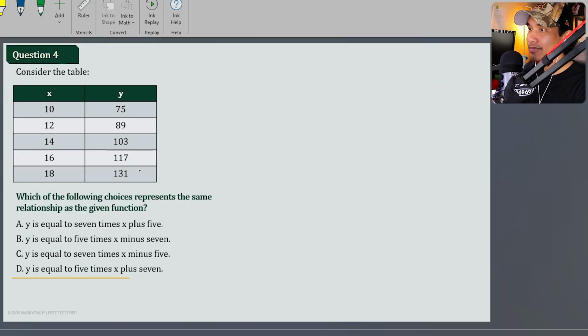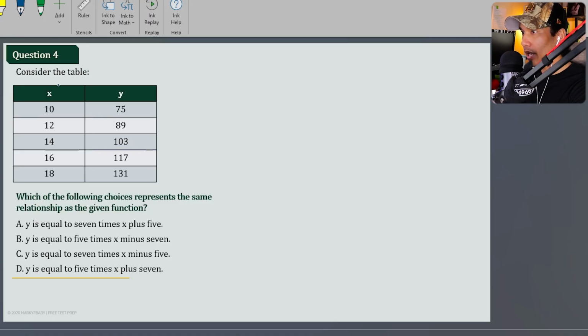Okay. Consider the table. We have X and Y, and we have a few coordinates. We have a few ordered pairs. Remember, the ordered pairs are written like this. So for the first one, we have 10 and then 75. Not to be confused there. Which of the following choices represents the same relationship as the given function?